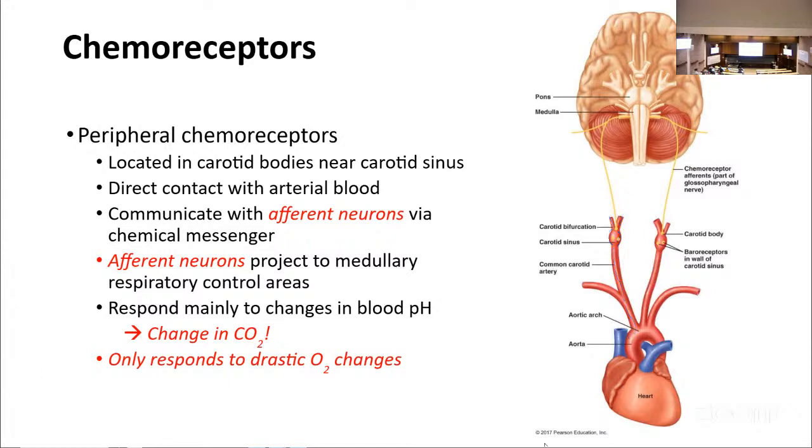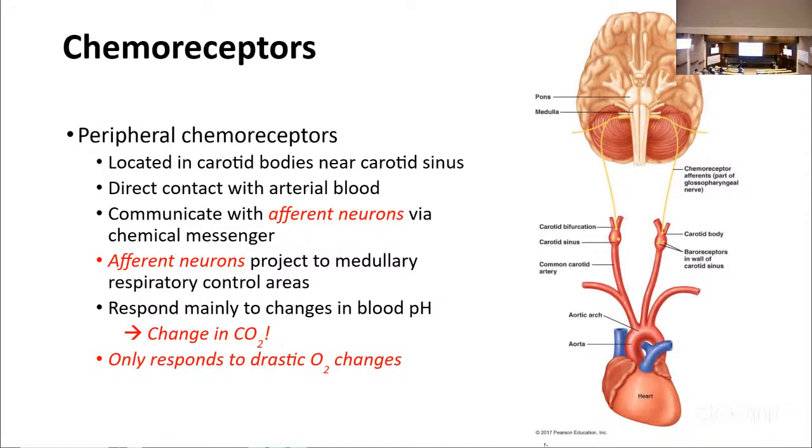So they're in direct contact with this fully oxygenated arterial blood, that's systemic arterial blood coming out of the left side of the heart, right? We're going here first, basically. So these peripheral chemoreceptors are going to be communicating using afferent neurons. So there's going to be chemical messengers involved here in order to send signals to the medulla oblongata, to those respiratory control centers that we mentioned.